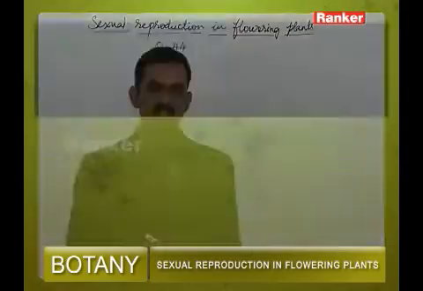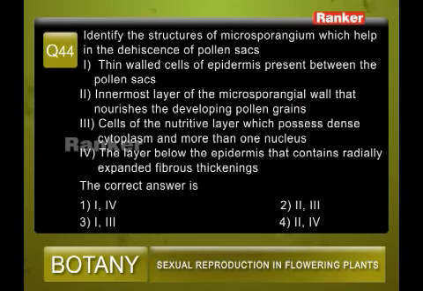Question number 44. Identify the structures of microsporangium which help in the dehiscence of pollen sacs. Options. 1. Thin-walled cells of epidermis present between the pollen sacs. 2. Innermost layer of microsporangial wall that nourishes the developing pollen grains.